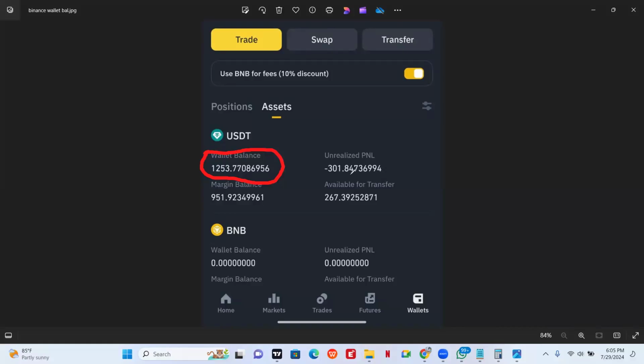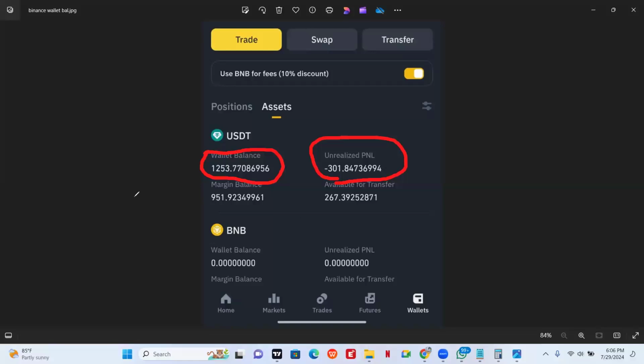Now, the next is unrealized P&L, which is the unrealized profit and loss. It is called unrealized because it is the money that is floating. That's a percentage of your entire money that is floating in that trade. As you can see, my unrealized P&L is about 30% of my trade, because this is a $1,000 on this particular account.